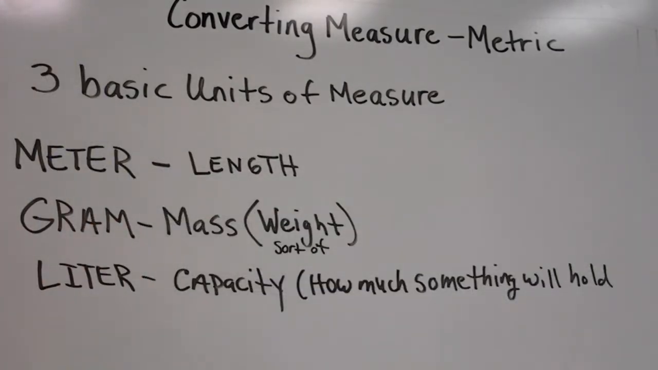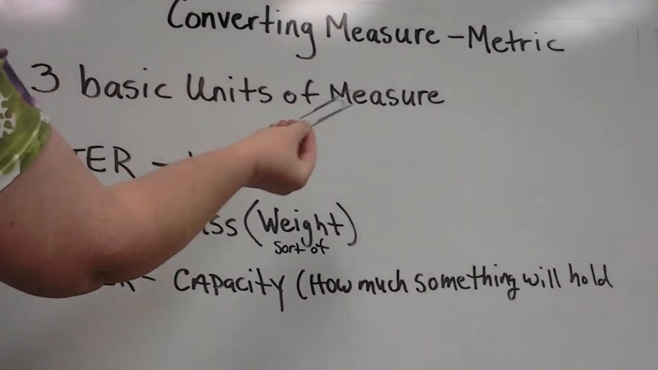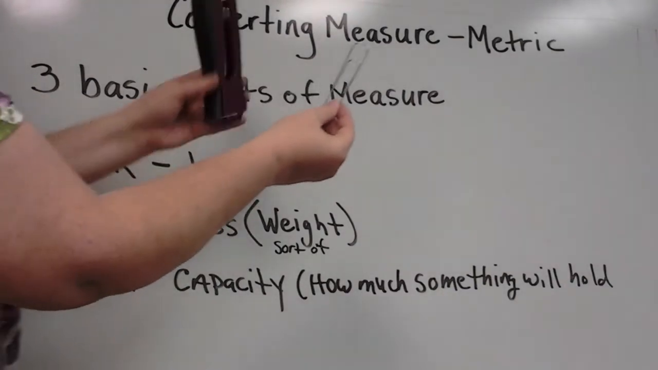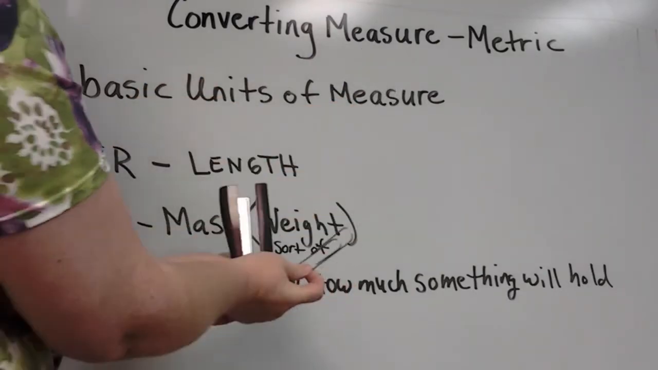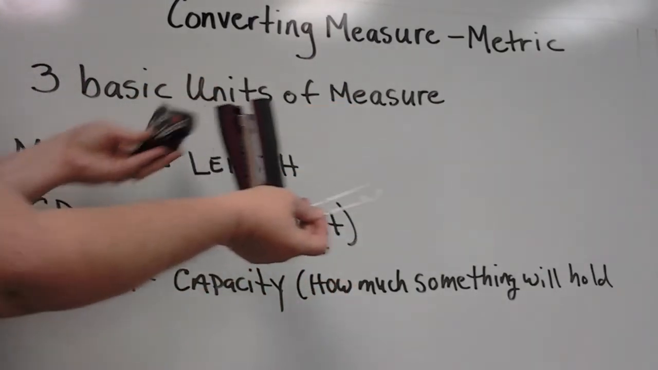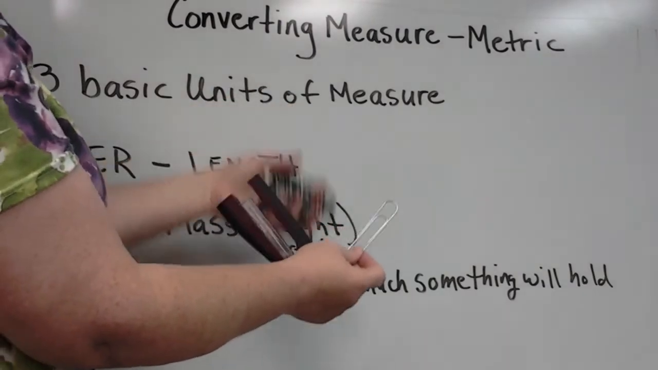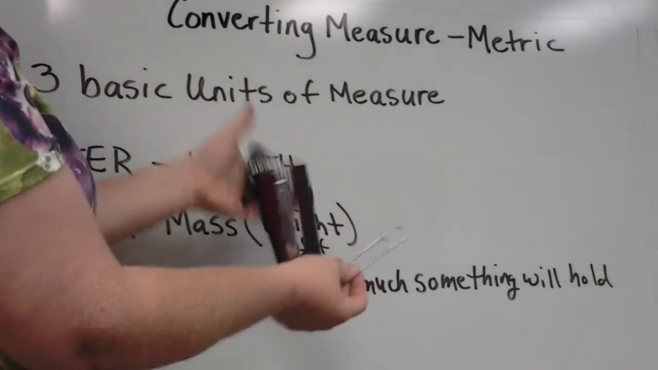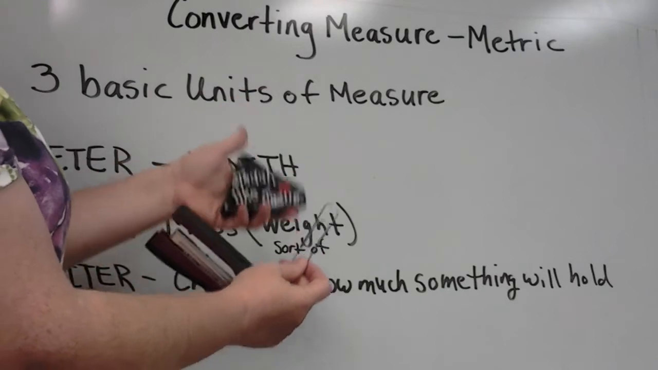Now, grams that have to do with mass or weight, I'm going to show you 3 objects. A big paper clip, the stapler, and a rock. This rock is pretty heavy. In fact, this rock is the heaviest of all 3 of these.